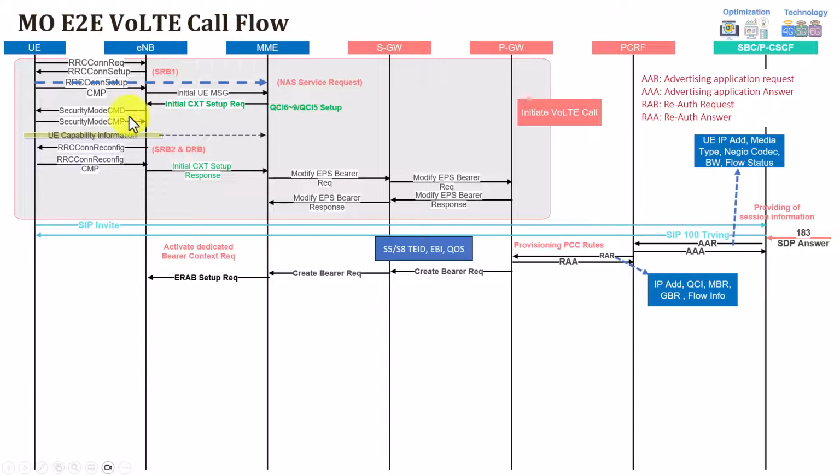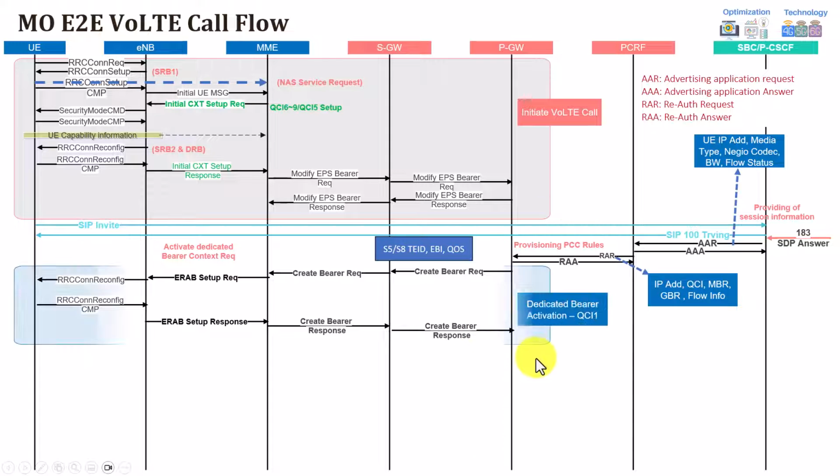Then the eNodeB will send the same information, which includes the quality of service for QCI 1, through the RRC configuration, including the DRB information for QCI 1, to the UE. Then the UE, once it replies, will come back with the E-RAB setup response, then the create bearer response, and so on.